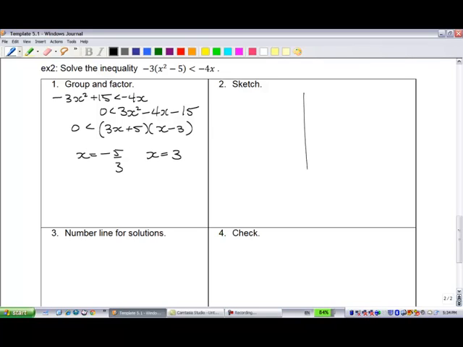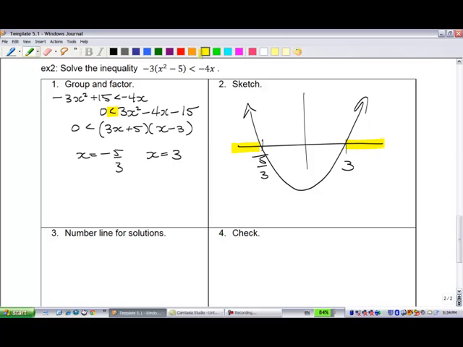Quick sketch again. We have -5/3. We have 3. We want a parabola passing through those. And in this case, we again want a parabola, which is this 3x squared minus 4x minus 15. That defines our parabola. We want it to be larger than the 0. It's on the large side of 0. So the large side of 0 again is outside that region there.